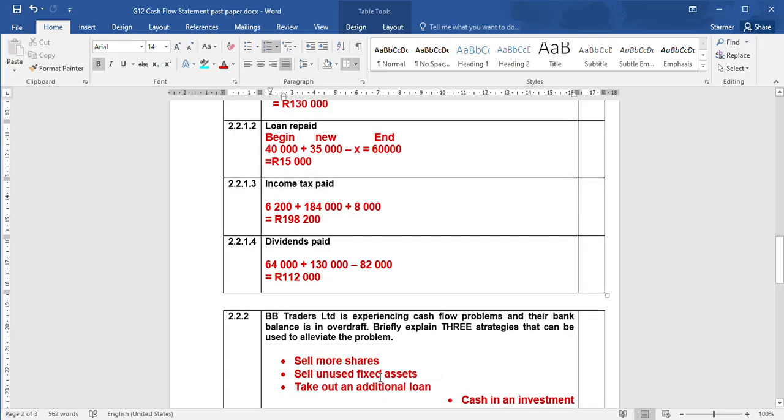So we start with our loan at the beginning of the year, which was 40,000. We add that new loan of 35,000 minus something, and that gives me the loan at the end of the year, and you solve for X, so you've repaid 15,000. Don't just subtract the difference between the beginning and the end.